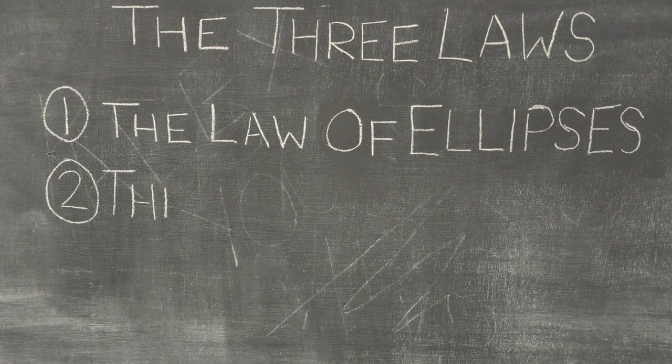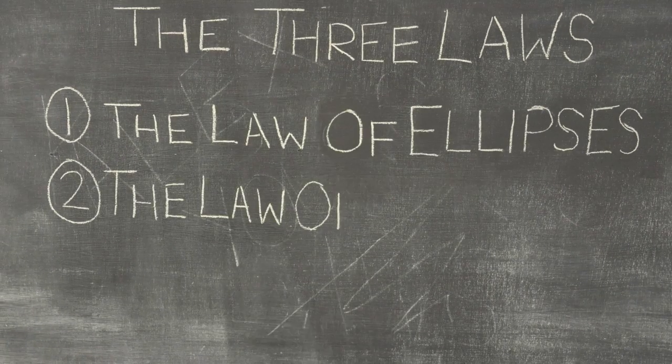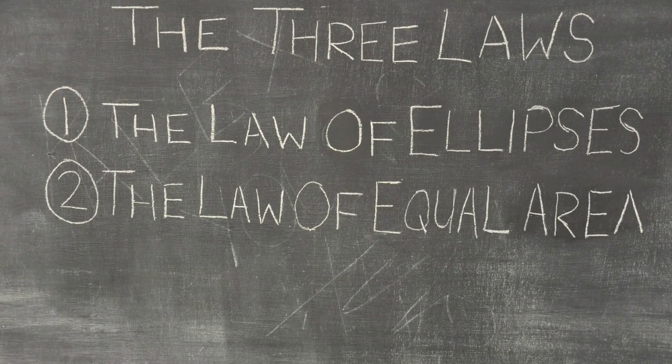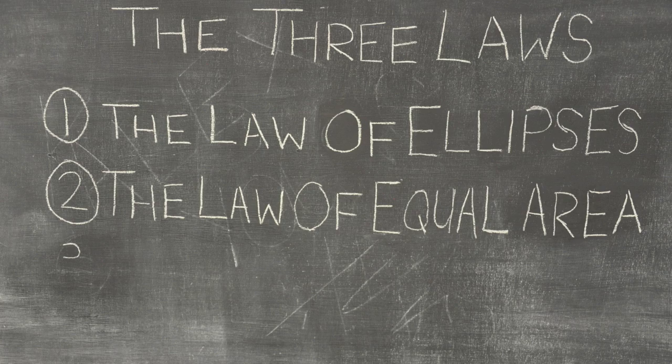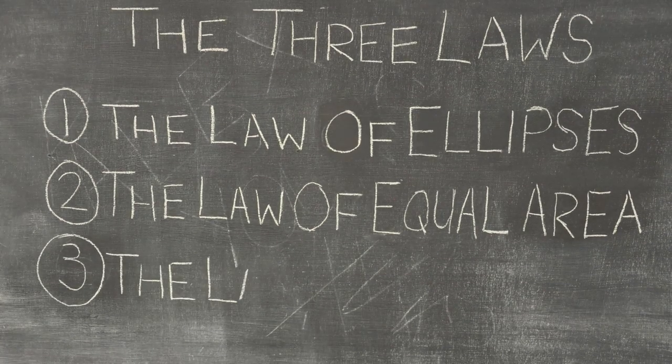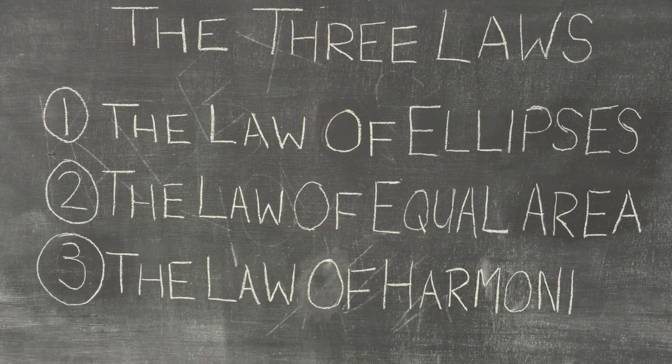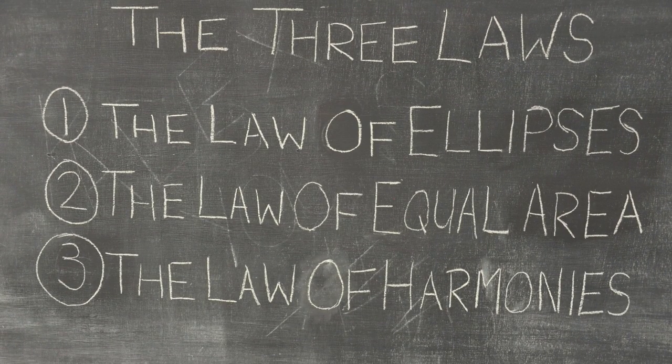Kepler's second law is the law of equal area, and it states that an imaginary line drawn from the center of the Sun to the center of a planet will sweep out equal amounts of area in equal intervals of time. Lastly, the third law, or the law of harmonies, states that the orbital period of a planet squared is directly proportional to the cube of the semi-major axis of its orbit.